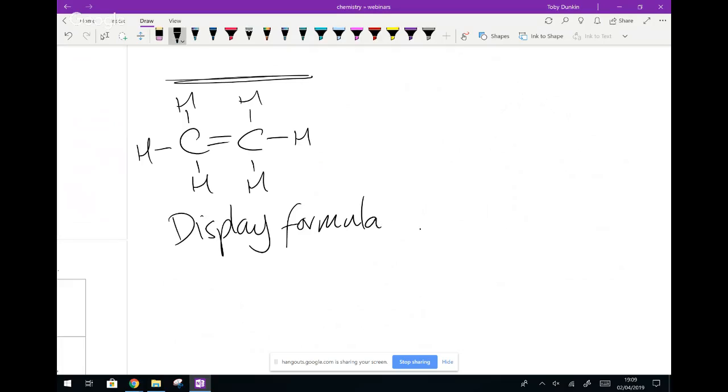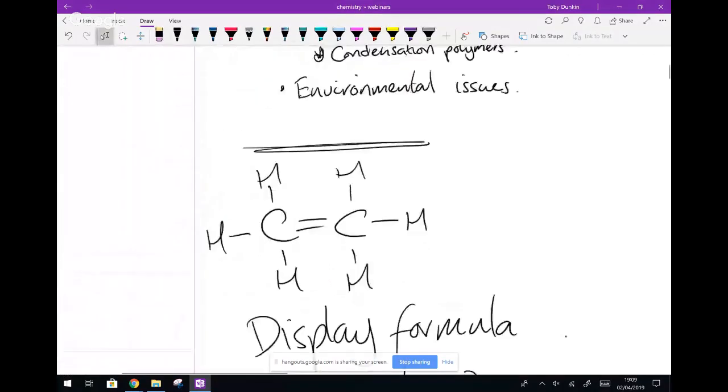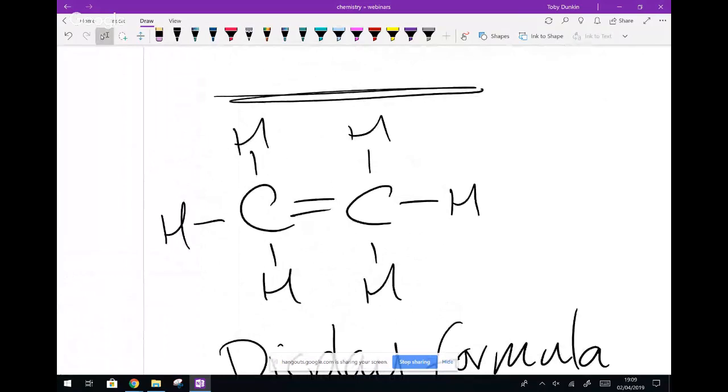And what that means is a displayed formula is where every atom and every bond is shown. So it's nice to see these key words appearing. Now, what I want to do is focus on why this is wrong. And the reason why is, let's focus on each carbon atom. I'm just going to highlight this one. Each carbon must make four bonds. This is one of our bond rules that we pick up in chemistry.